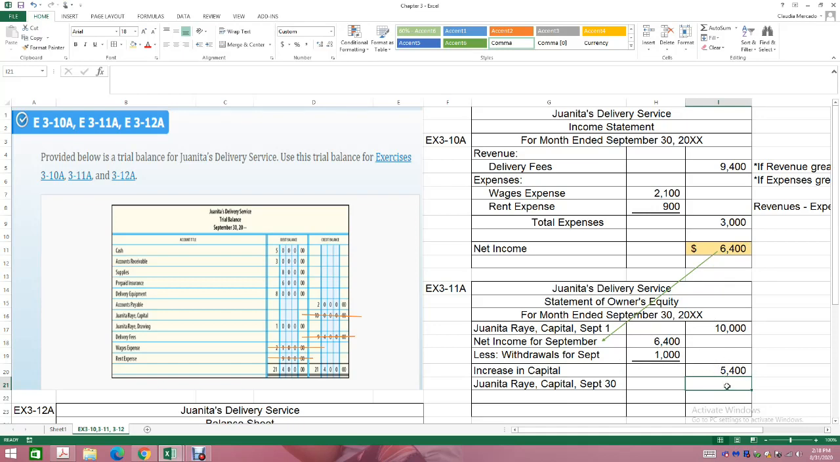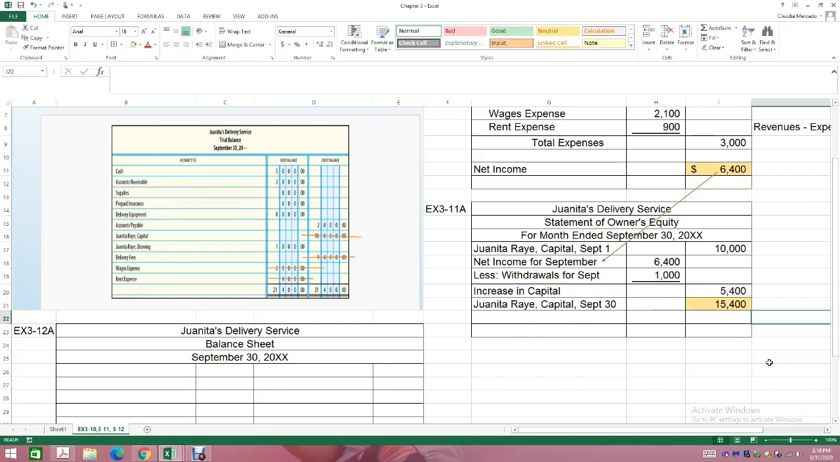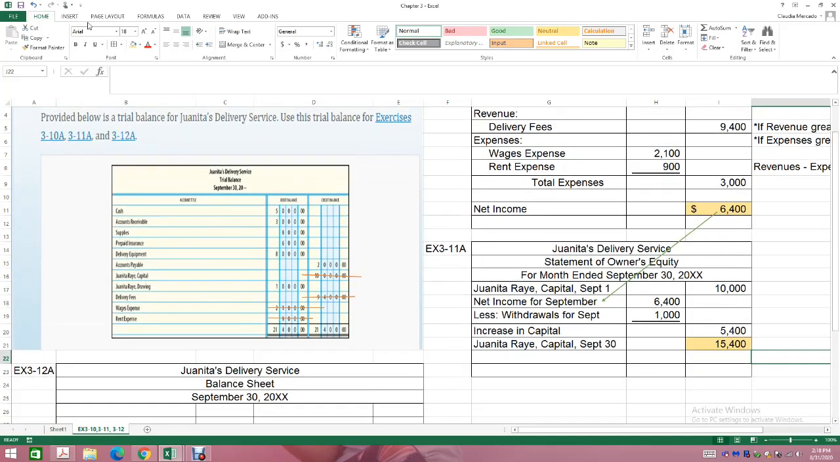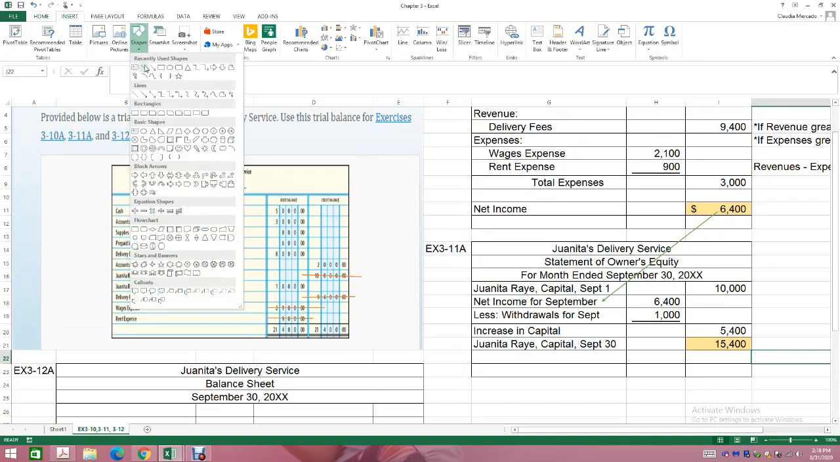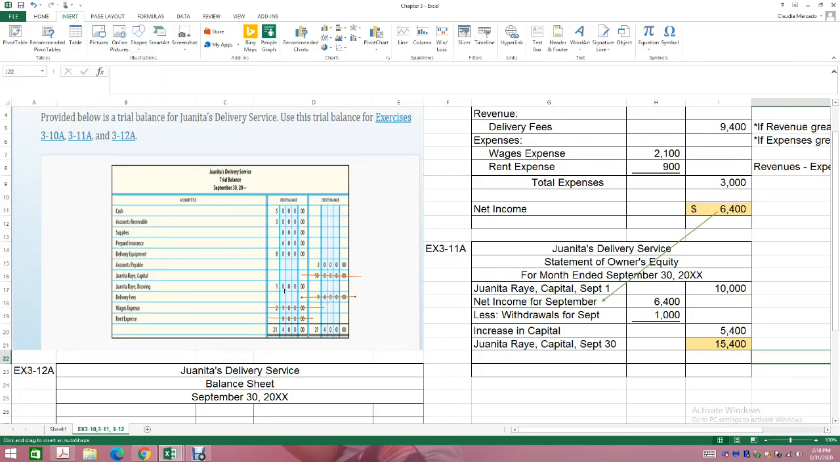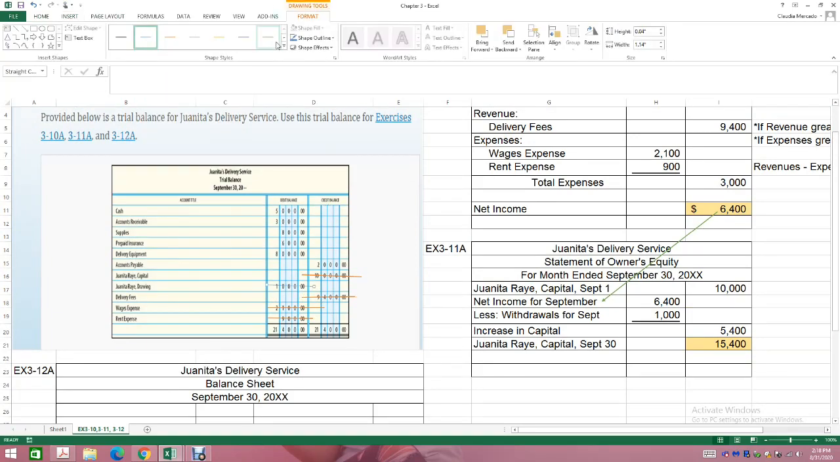So now my ending capital is going to be my beginning balance of $10,000 plus my increase in capital of $5,400, and that would give me $15,400. Okay, so that is my ending capital balance. So Juanita Rey capital went from $10,000 last month to $15,400 this month. Okay, so I'm going to go ahead and mark off the drawing account that I used. Okay, so I scratch that off.